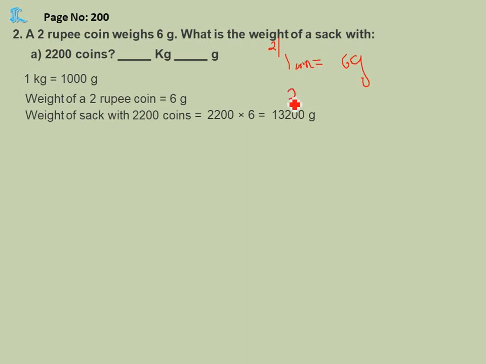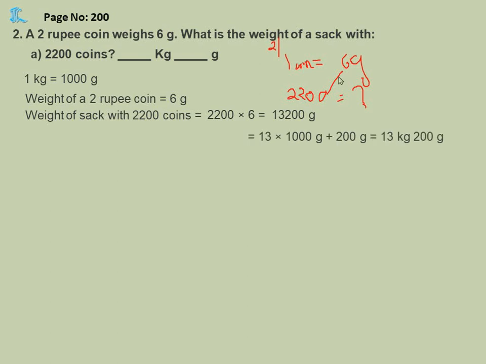Now what is given for you? 2200 coins are there. They have given you coins and they are asking you the weight. So what you will do? You will multiply. Okay, if one pencil is 5 grams, 2 pencils is 2 into 5, like that. Okay, now so that is 2200 into 6, that is 13,200 grams.